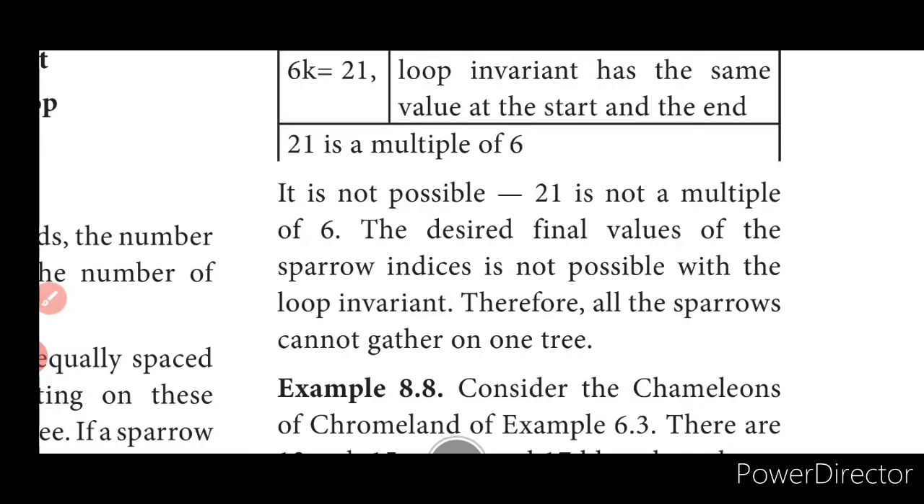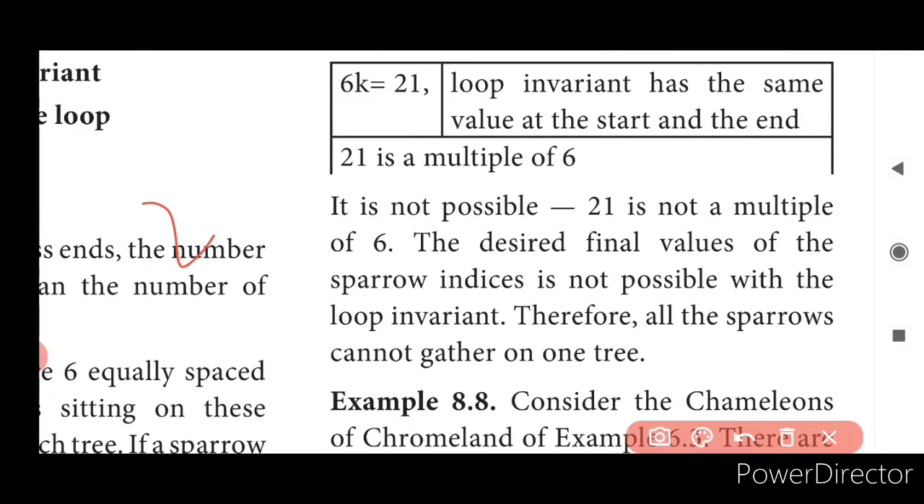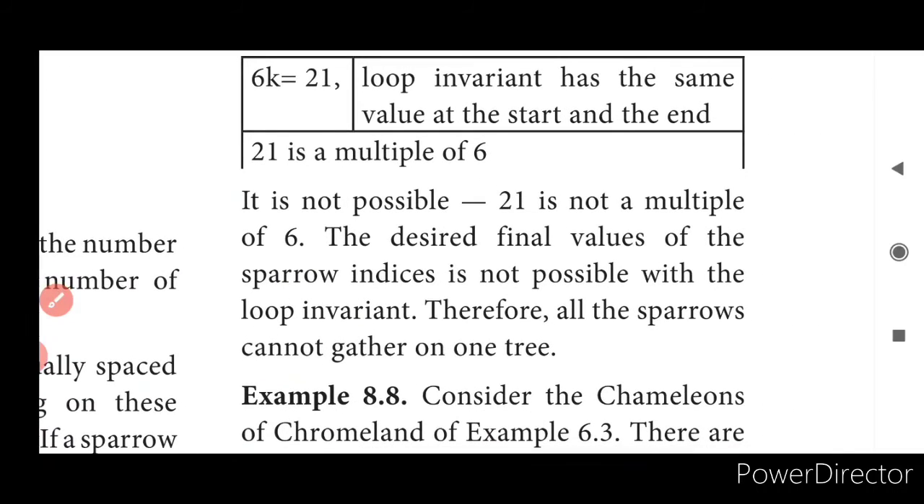Even if I am going to divide, it is going to be like this. 21 divided by 6: 3 2s are 6, 3 7s are 21, 7 by 2, they are indivisible. Yes, it is not possible. 21 is not a multiple of 6. The desired final values of the sparrow indices is not possible with the loop invariant. Therefore, all the sparrows cannot gather on one tree.